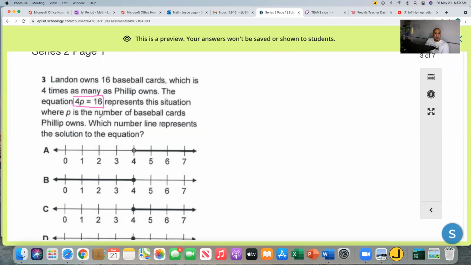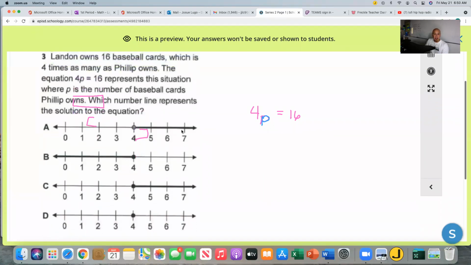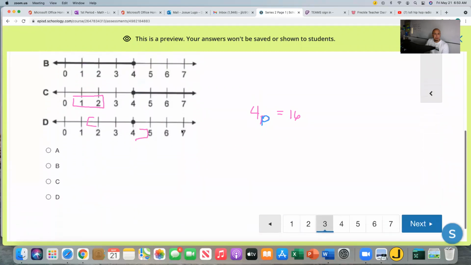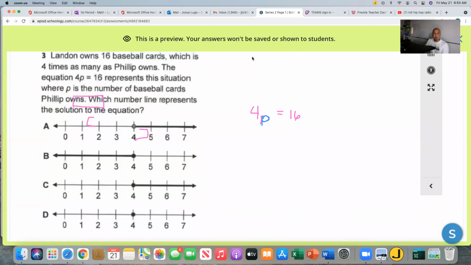And we want to know which of these number lines represents the situation, okay? Well, ladies and gentlemen, they give us the equation. I want you to go ahead and solve the equation. And we know that when solving equations, our goal is always the same. Our goal is to isolate the variable. We want the variable to be all by itself. Once you isolate the variable, which of these number lines represents this situation? Okay.